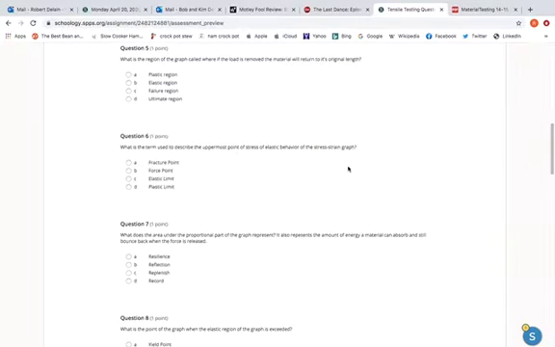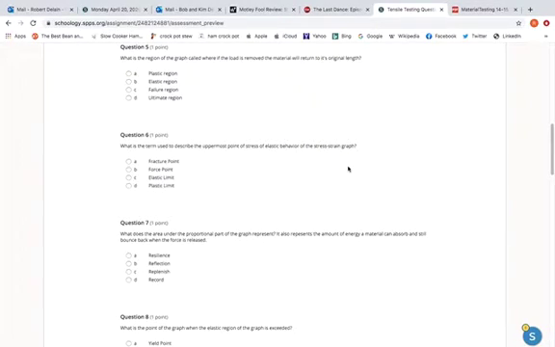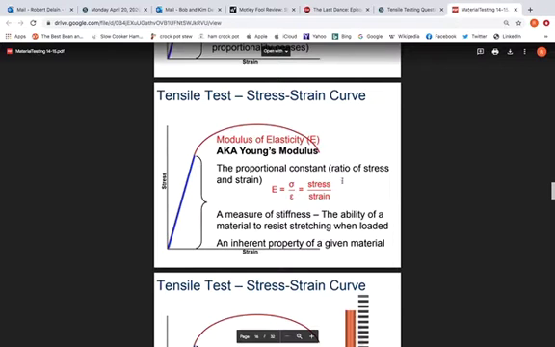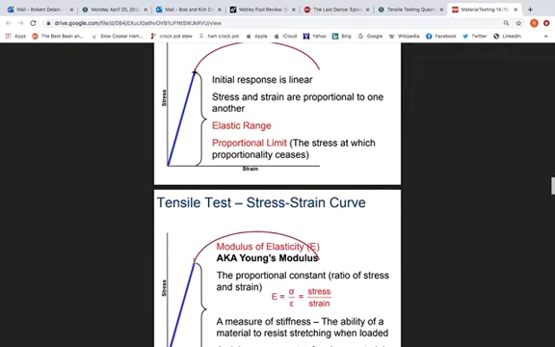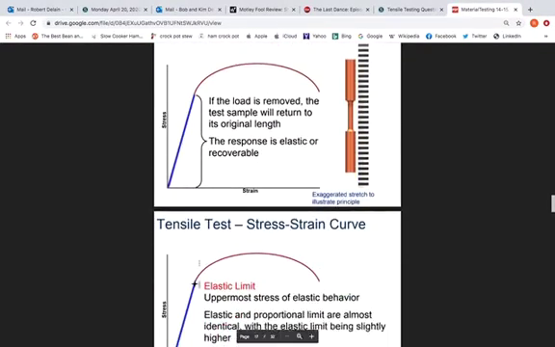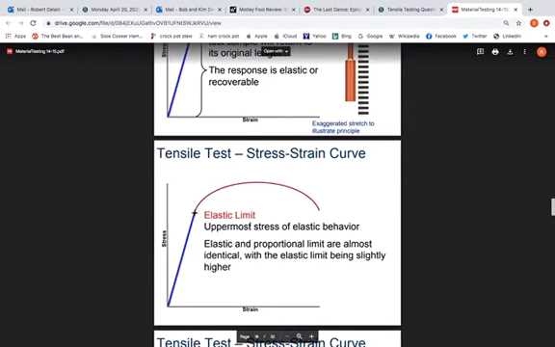Question number 6, what is the term used to describe the uppermost point of stress of the elastic behavior of the stress strain graph? That is what we call the elastic limit. So this point right at the end of the straight line, anything below this is the elastic range of the graph. The end of that blue line right there is what's called the elastic limit.